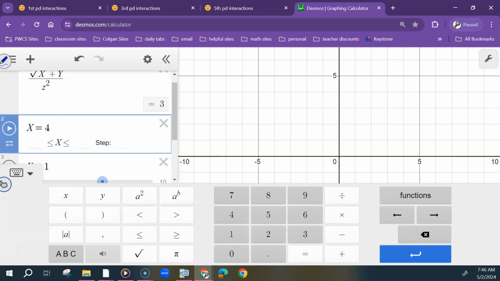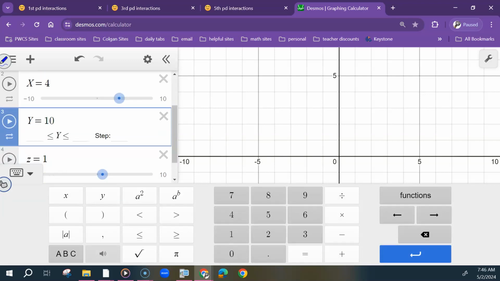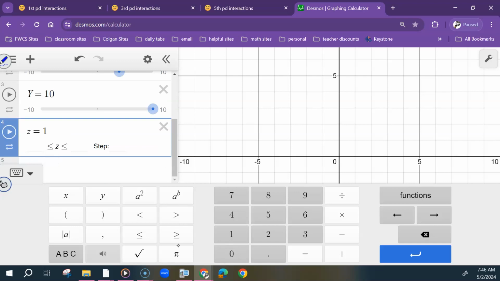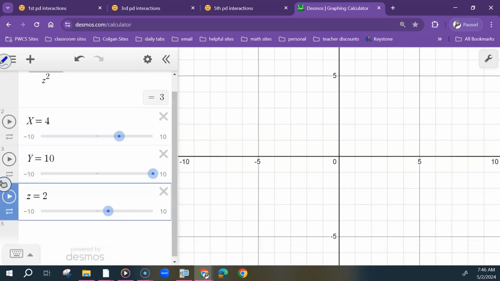So 4, 10, and that would give us 3. You could also just put each one in and it would give you the same thing. So B3 was your answer for that one.